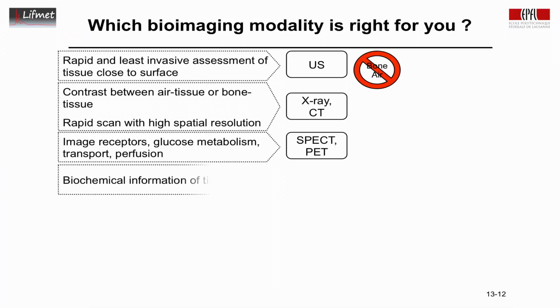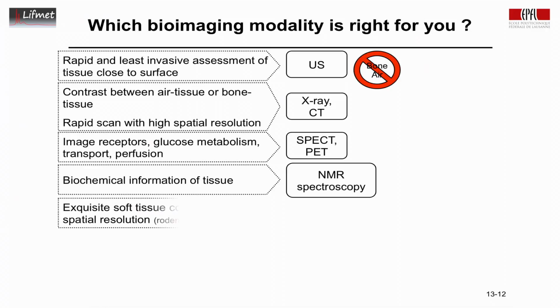If you'd like to know something about the biochemical information of tissue, then we have NMR spectroscopy. The chemical information that magnetic resonance provides can give us important insight into the biochemical composition of tissue. For example, in diagnostic MRI, the distinction between fat and water is very often used.